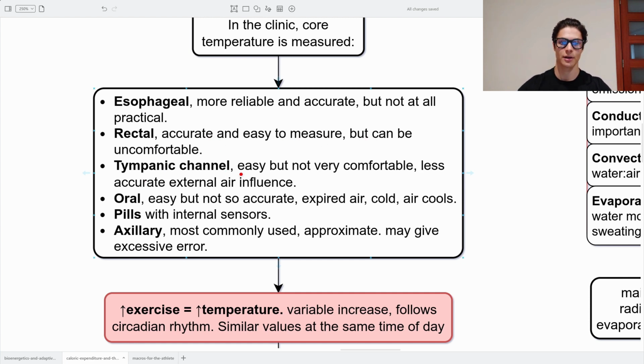The tympanic channel, which is easy but not very comfortable and less accurate due to the external air influence because air cools. The oral temperature, which is easy but not so accurate because the expired air is cold and the air cools again, using pills with internal sensors. And the axillary one, which is probably the best one, is the most commonly used, it's approximate, and well, it may give an excessive error, but it's very, very practical.